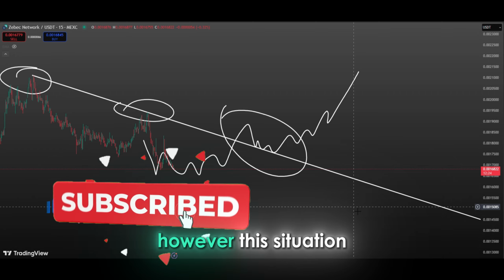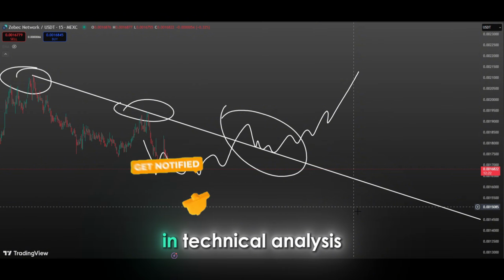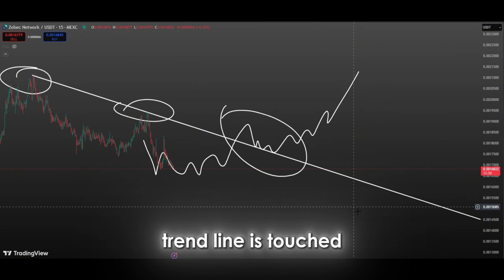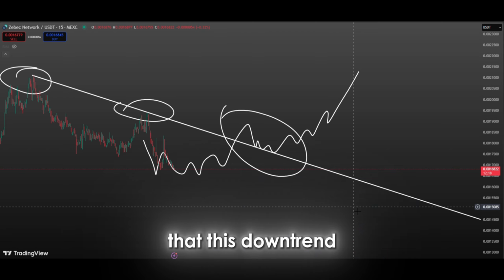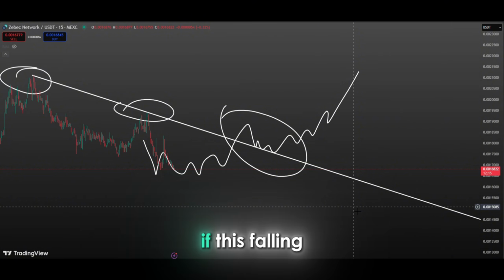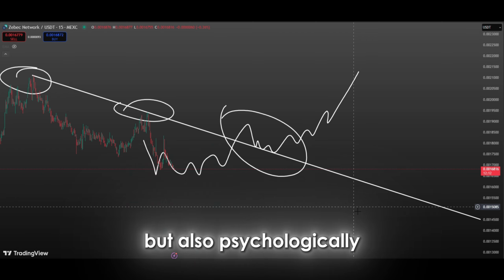However, this situation will not last forever, because there is a well-known rule in technical analysis. The more a trend line is touched, the more likely it is to break. Therefore, the probability that this downtrend will weaken over time and the price will break out to the upside increases. If this falling trend line is broken, it is possible that there will be a significant relief in the market, not only technically but also psychologically.